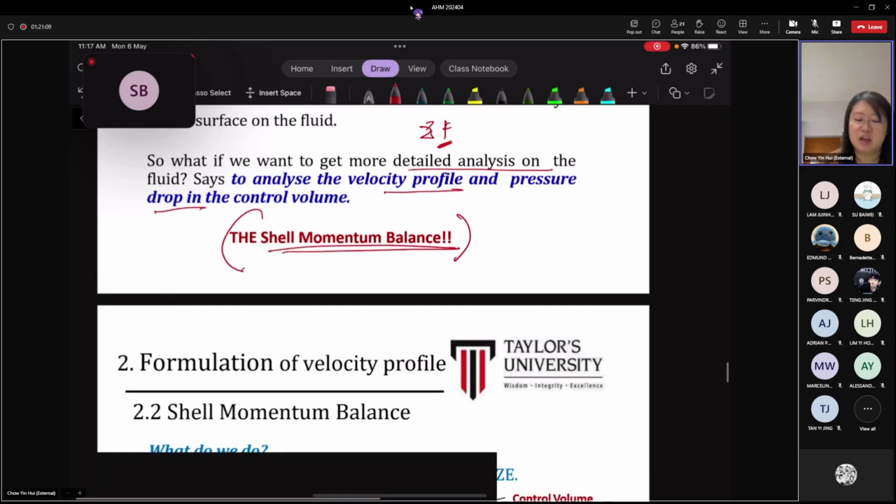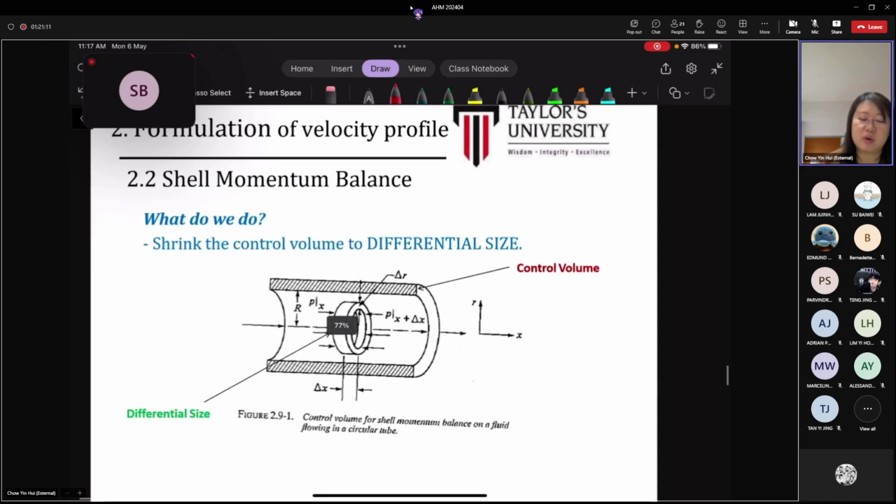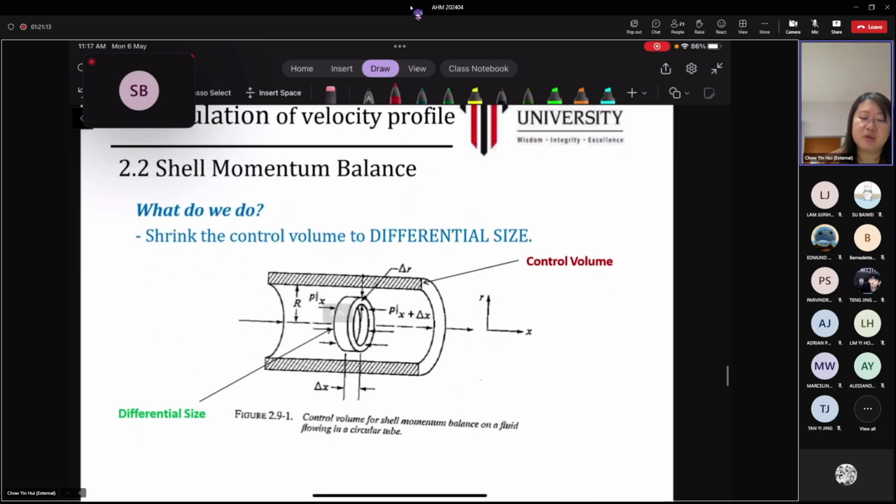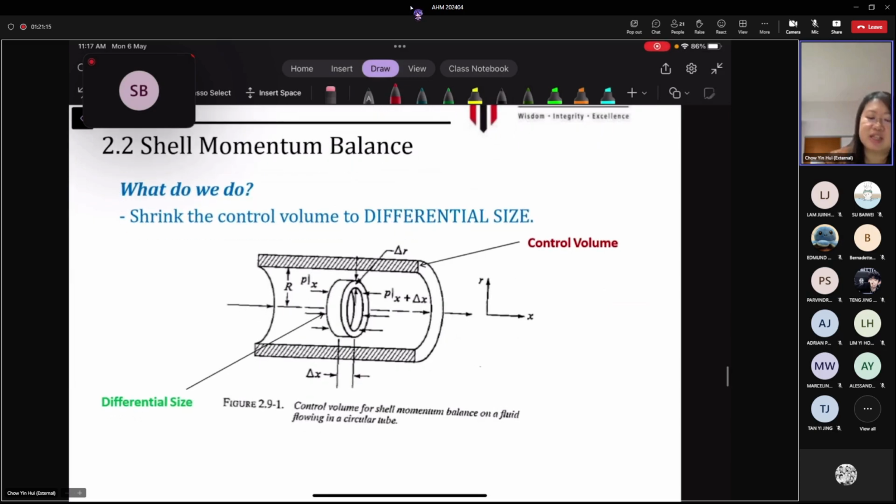So now let's look at the shell momentum balance. What do we mean by shrinking it to differential size? We apply the shell momentum balance to eventually get the velocity profile and also the momentum flux profile. So it's like this. Let's say this one here is your pipe wall.